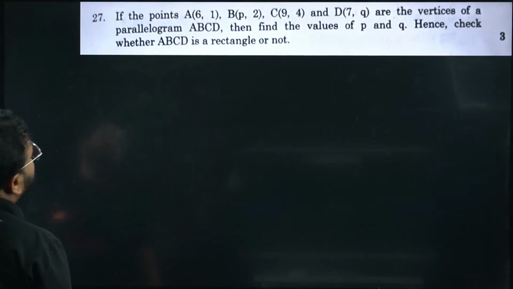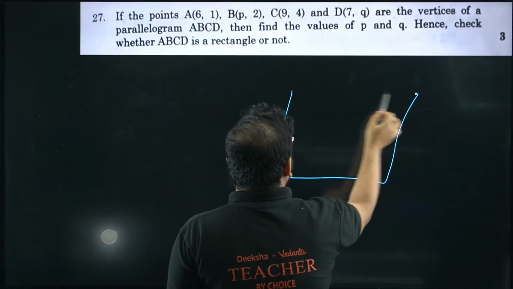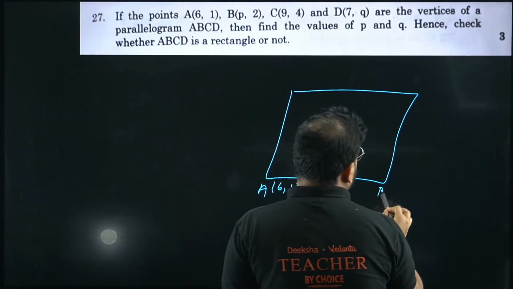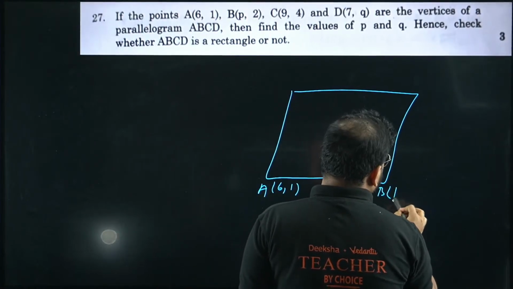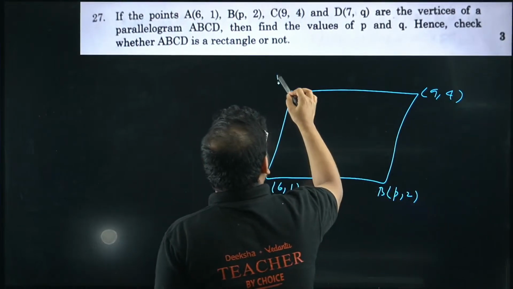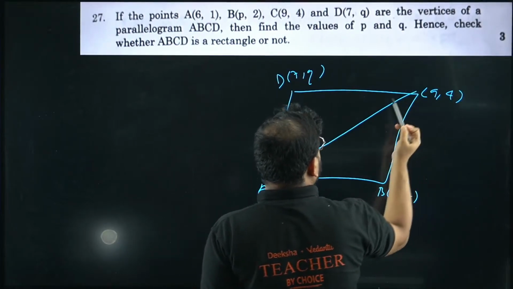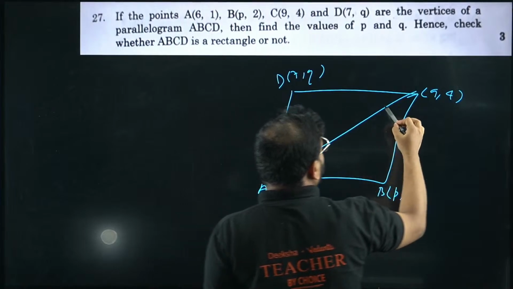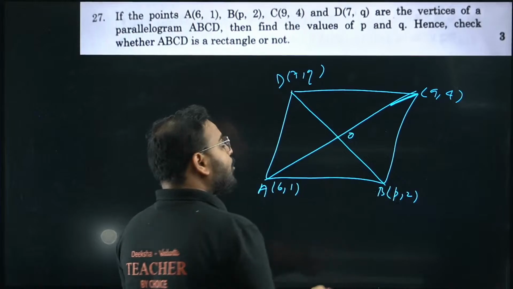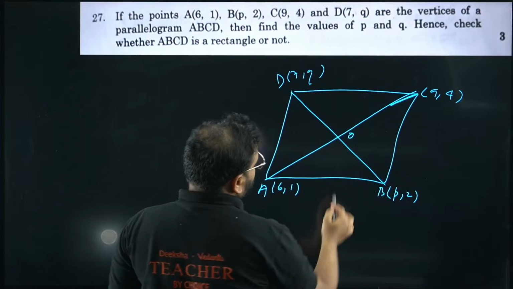If the points A(6, 1), B(p, 2), C(9, 4) and D(7, q) are parallelogram vertices, find p and q. We have A as 6, 1, B as p, 2, C as 9, 4, and D as 7, q. Find the diagonals' midpoint. We know that the point of intersection will be the bisector of both the diagonals. So if you do that, you get from here, please check.